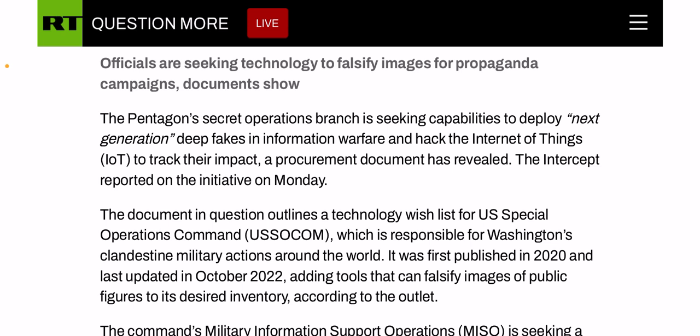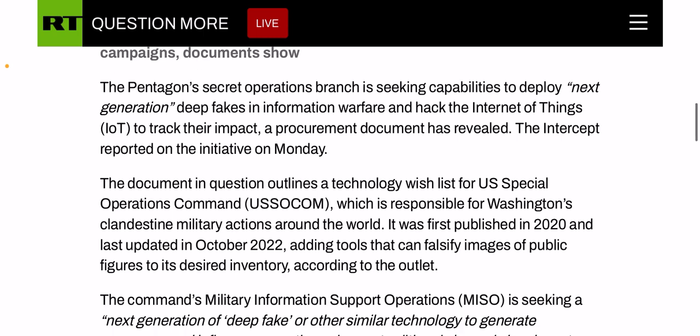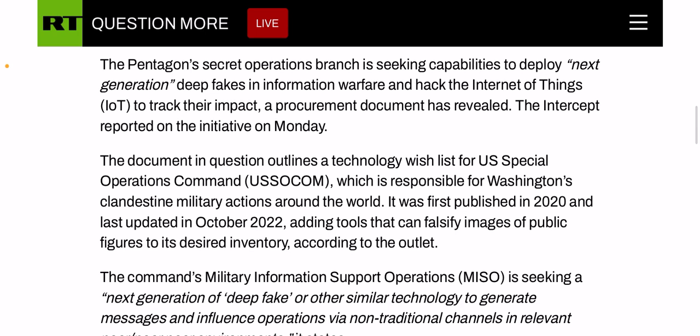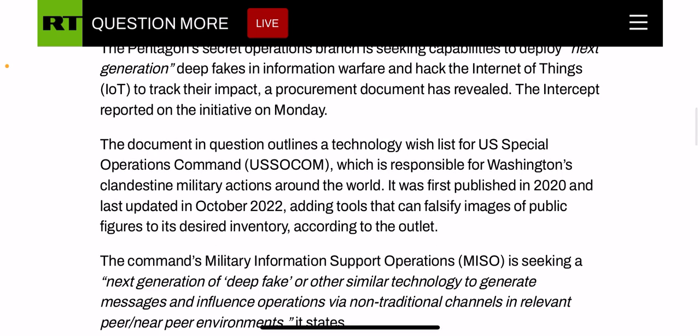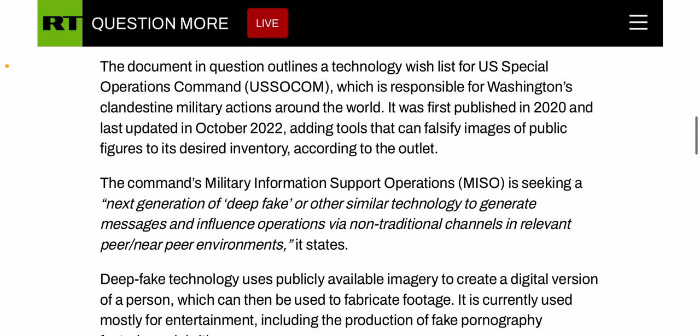But now, officials are seeking technology to falsify images for propaganda campaigns. Documents show the Pentagon Secret Operations Branch is seeking capabilities to deploy the next generation deepfakes in information warfare and hack the Internet of Things to track their impact. A procurement document has revealed, the intercept reported on the initiative on Monday. Read a little bit more.